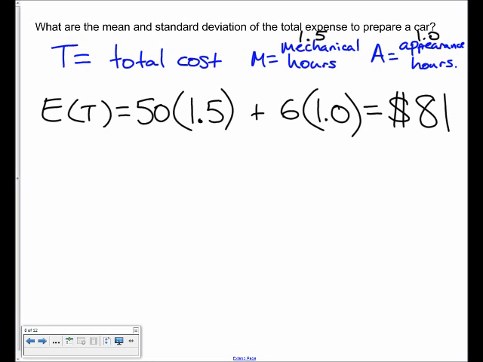So now we need to find the standard deviation. Again, since we're finding standard deviation, we need to work with variance. All right, so I want to find the variance first. Now this can be a little bit tricky. So first I want to find the standard deviation for my mechanical hours and my appearance prep.